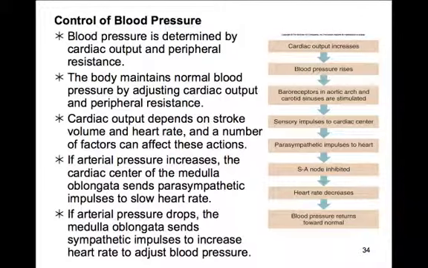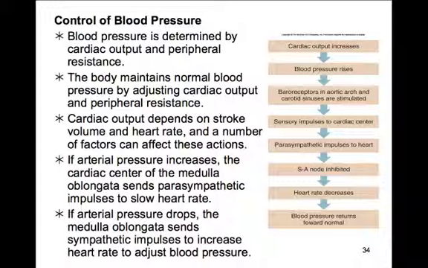Blood pressure is controlled in a number of different ways. It's determined by cardiac output and peripheral resistance, as we've explored. The body maintains normal blood pressure by adjusting the cardiac output and the peripheral resistance, so we can add a larger volume being pumped from the ventricles at a faster rate to increase the cardiac output, or we can vasodilate and vasoconstrict the vessels in order to increase or decrease peripheral resistance. The balance here is integral to maintaining homeostasis.